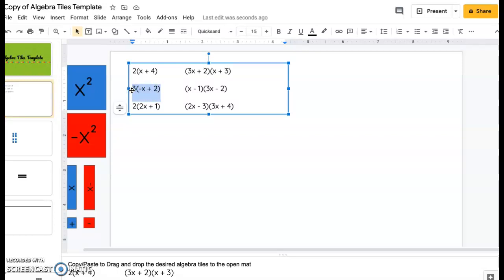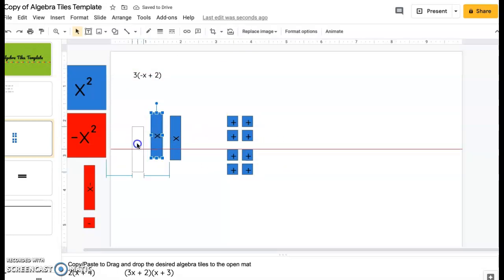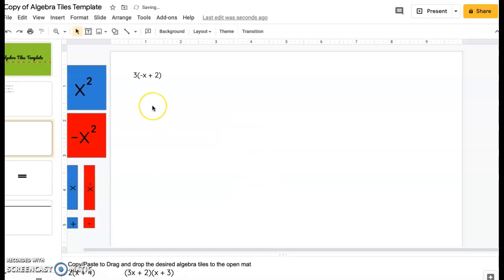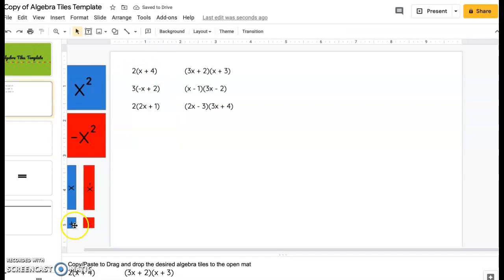All right, and now for our next one, it's going to be 3, and then in parentheses, negative x plus 2. So we're going to put that in our text box again over here so that we can see what we're doing. We're going to put this back. This one's going to take a break. And we're not exactly sure how many of these we're going to need. So we're just going to get rid of all of those. All right, so we're going to make 3 groups of negative x. So 1, 2, 3. There we go.